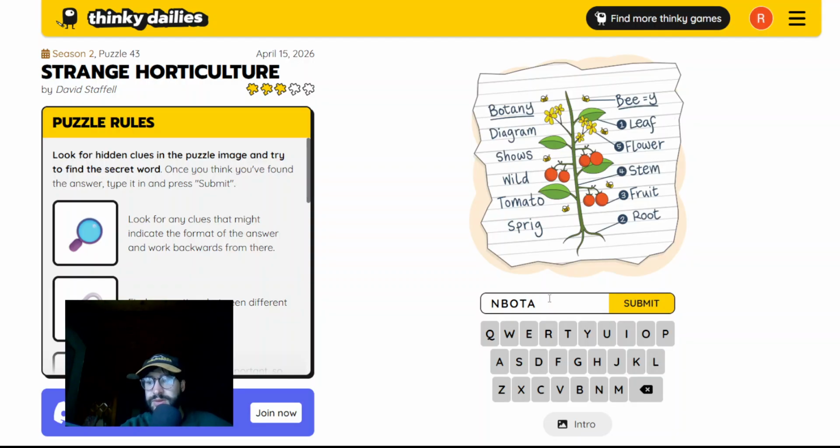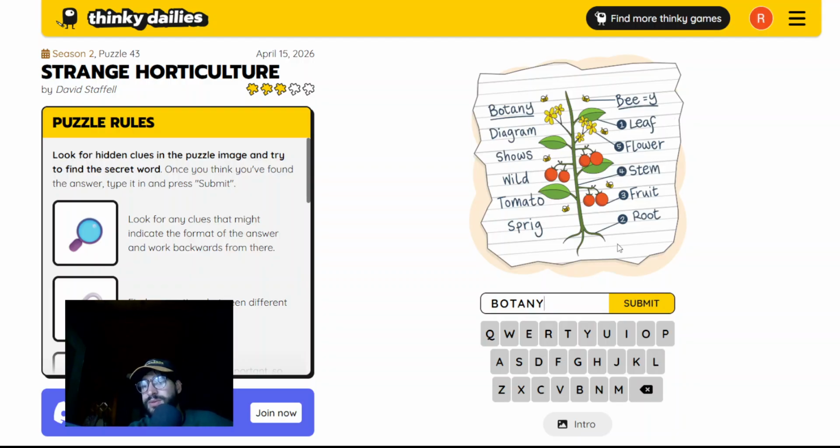So it was like this? What if I just write to it botany? I don't think that's the answer, but do you have to do it with diagram? Strange Horticulture. I feel that the numbers on the right have to give me the order of the letters. But apparently they don't.